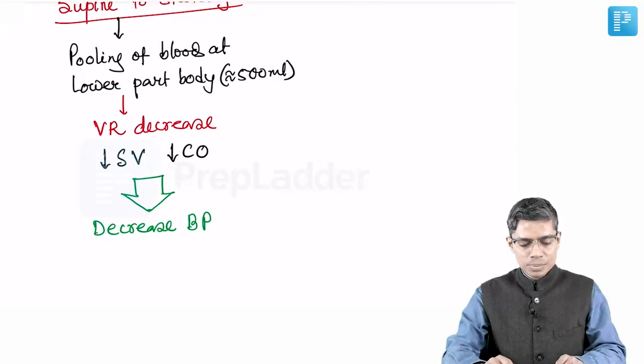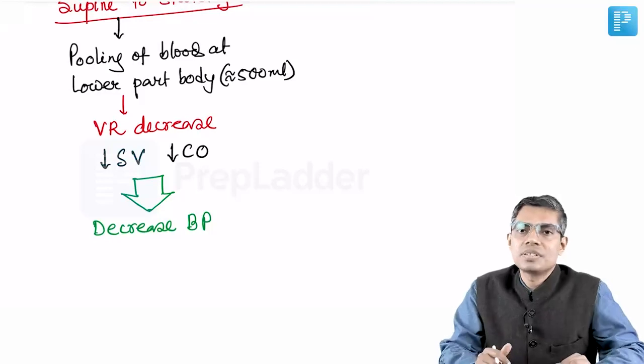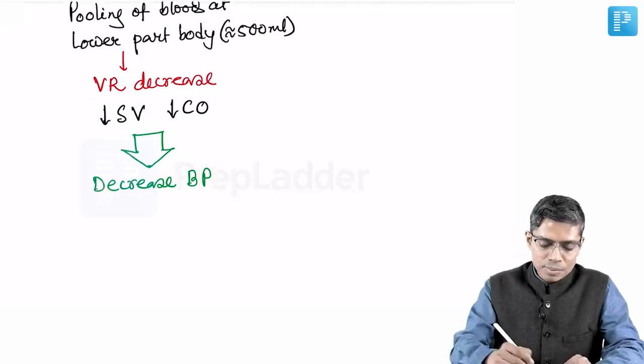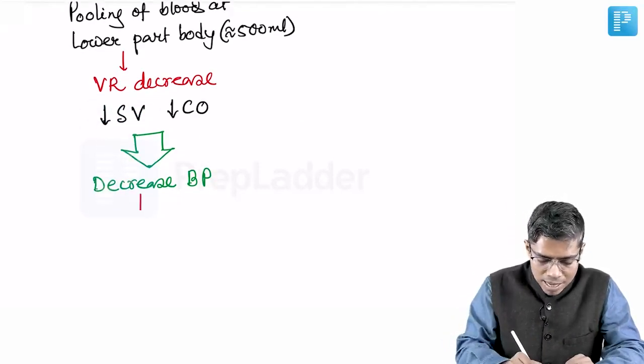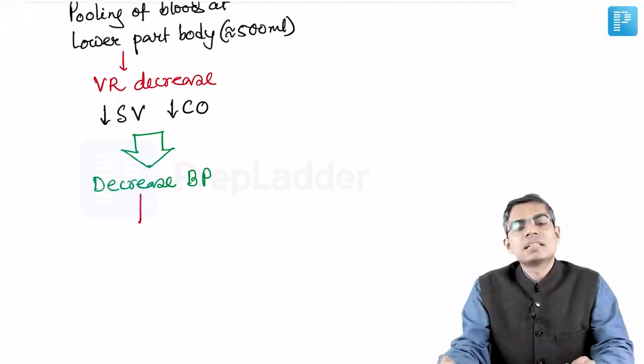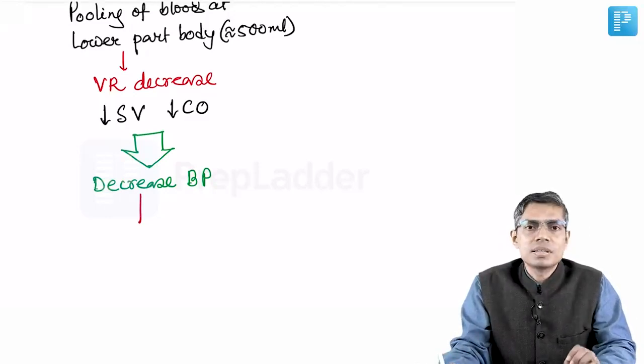So whenever you are changing this posture from supine to standing, your blood pressure is decreased. Now you tell me, if your blood pressure is decreased, what will happen? Which system is going to correct this sudden decrease in blood pressure? Obviously, the most rapid control system, that is the baroreceptor.